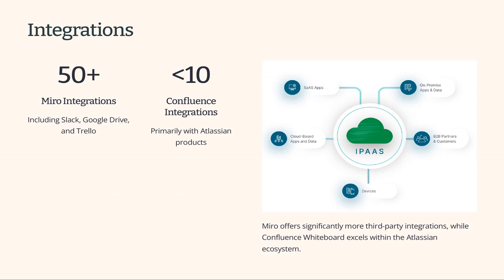When it comes to integrations, Miro stands out with over 50 options, including Slack, Google Drive, and Trello. Confluence Whiteboard, while it integrates seamlessly with other Atlassian products like Jira and Trello, has fewer overall integrations. If third-party integrations are crucial for your team, Miro is the clear choice.